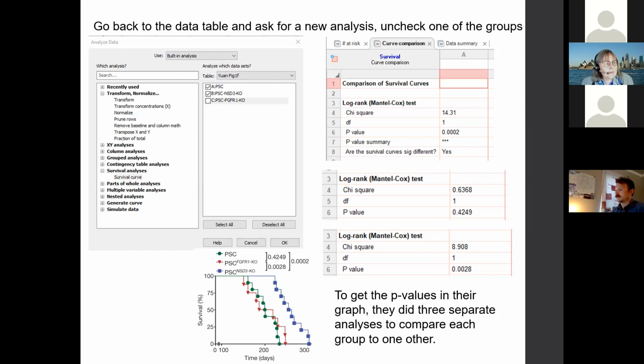When I did that, I compared A to B, A to C, and B to C. Here's the 0.002, and here's the 0.4249 and the 0.0028. And they didn't adjust for multiple comparisons, which may or may not be an issue, but something that you should discuss.